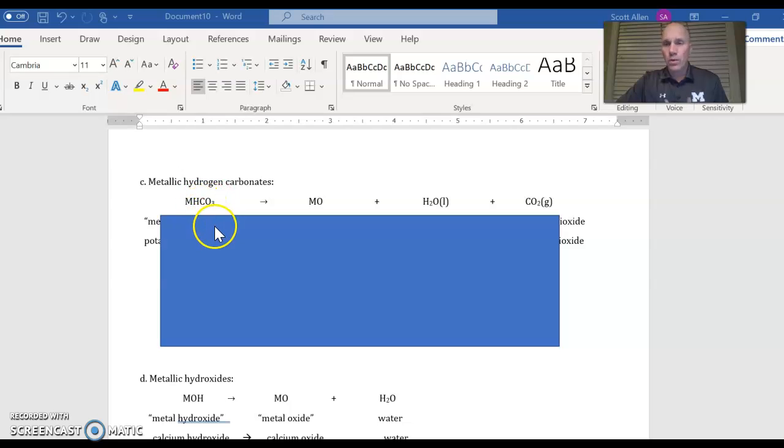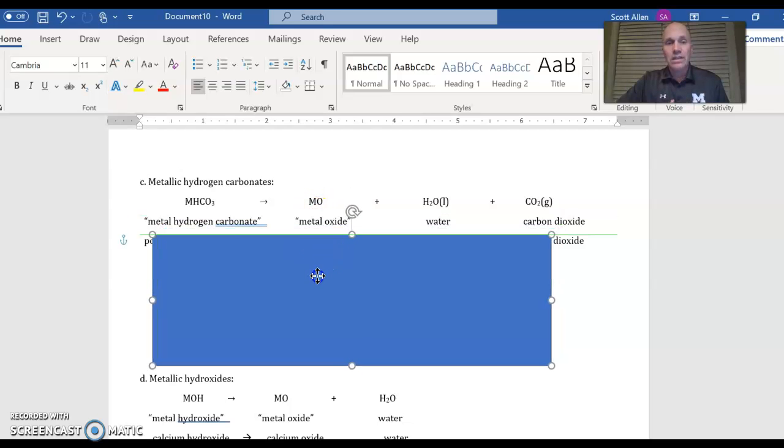All right. And so what I recommend is first what you do is think of this not like it's a formula. All right. Because sometimes, for example, you can't just take any metal atom and put it in here and it would be correct. All right. What is always correct is to say that a metal hydrogen carbonate would yield a metal oxide plus water and carbon dioxide.